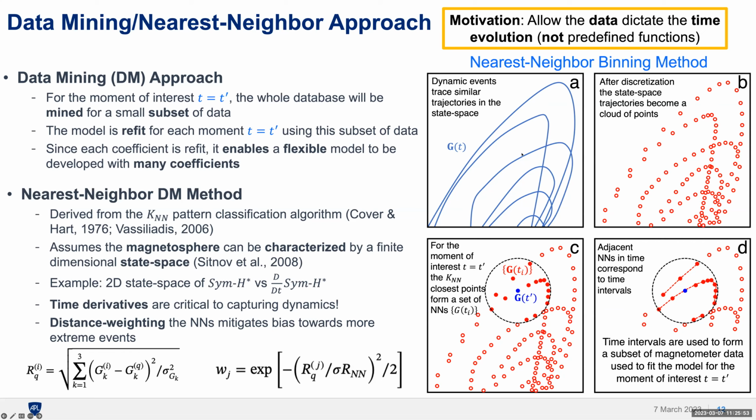So the idea is that we're trying to characterize the complex state of the magnetosphere using a small finite dimensional state space, right? And the idea is that as dynamical events happen in that state space, similar events will trace out these kind of similar trajectories. So you can think of this as maybe SYM-H versus its time derivative here. So as a storm progresses, it'll trace one of these curves in this state space, and another storm will trace a similar curve.